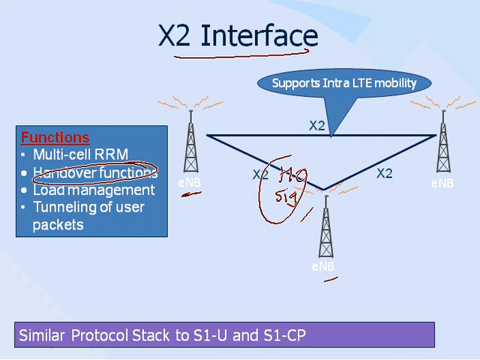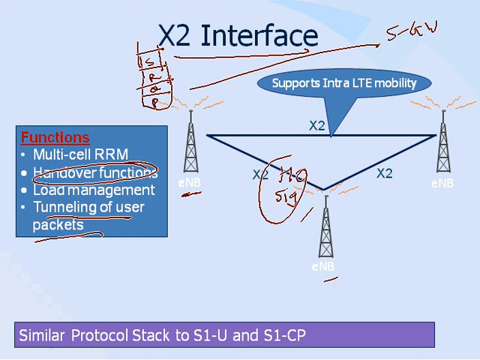Not only that, we can also forward packets. So we tunnel the user packets. Let's say that we got packets P, Q, R, S, and so on from the SGW. The UE was here and we sent out packet P. Packet P, no problem. Everything went just fine. Now our user is moving. The user is moving towards destination number 2.